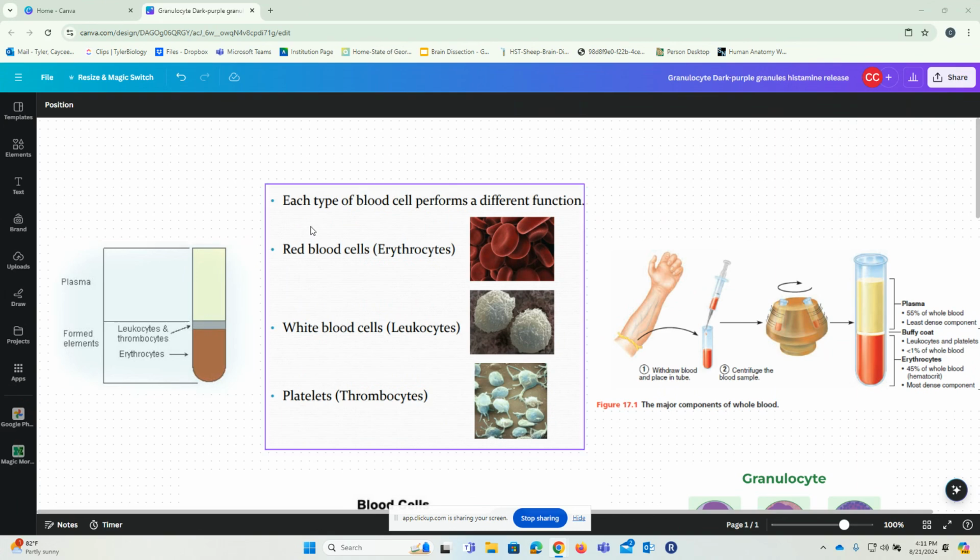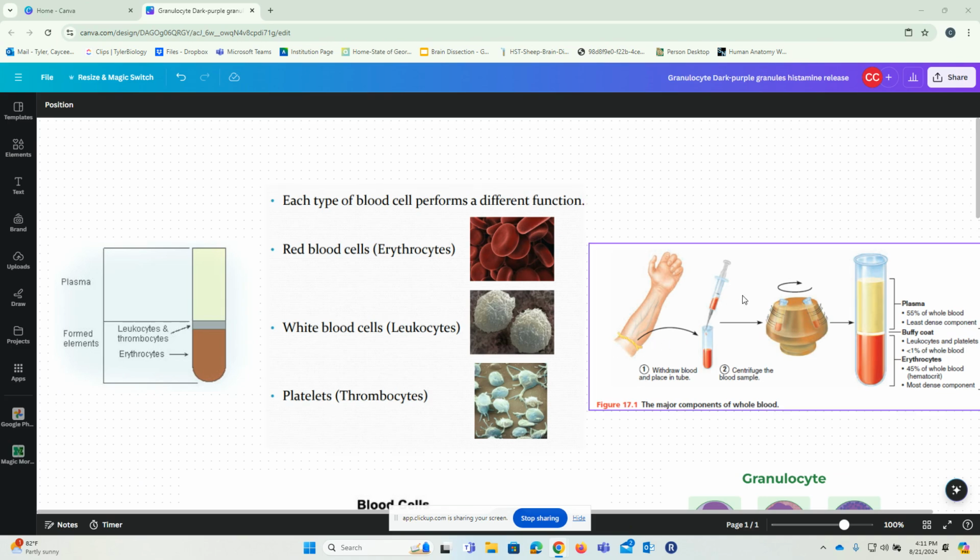Each blood cell, whether it's a red blood cell, also known as an erythrocyte, white blood cell, also known as a leukocyte, or platelet, also known as a thrombocyte, performs a different function. Red blood cells are known to carry oxygen, white blood cells have an immune function, and platelets help with blood clotting. If we want to see all these components, we could just spin blood, take a blood sample, put it in a centrifuge to speed up the process of separation.